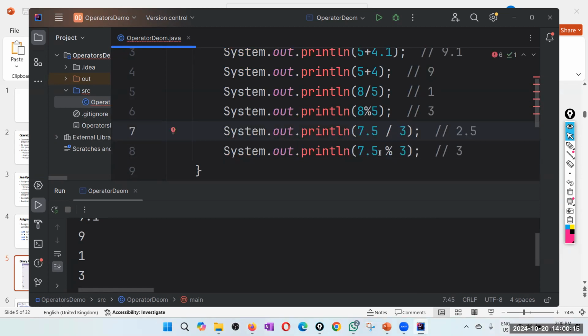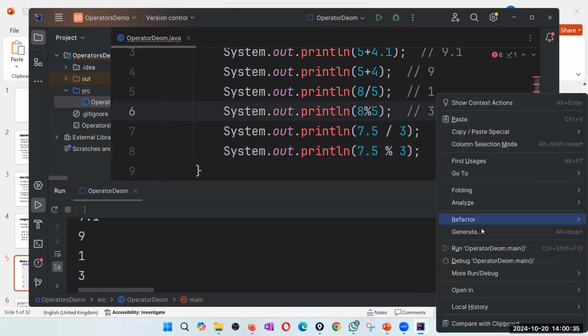But this is the remainder. For the remainder, we consider the integer division and give you the remainder. So when 7.5 is divided by 3, how many 3s are there? 2, that is 6, then 1.5 remains. So that 1.5 is given. This is a little bit tricky, so examiners like to give questions like this.